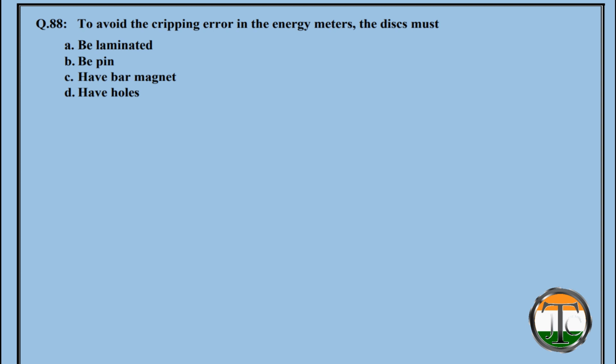When the disc must have holes, so then we can avoid the creeping error. So option D is the right answer, that is have holes.